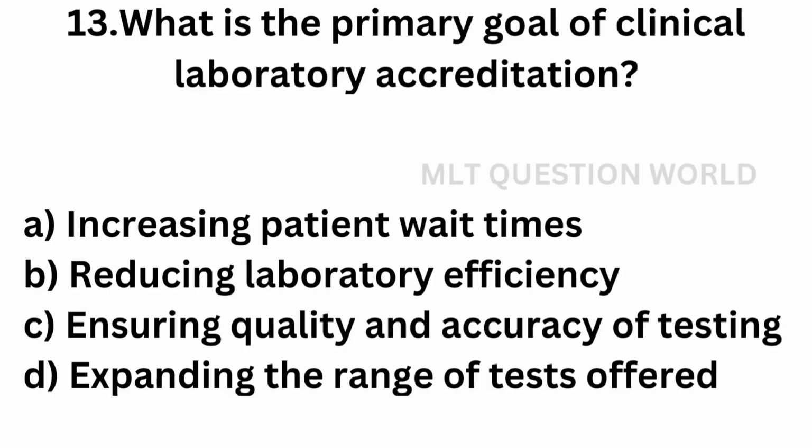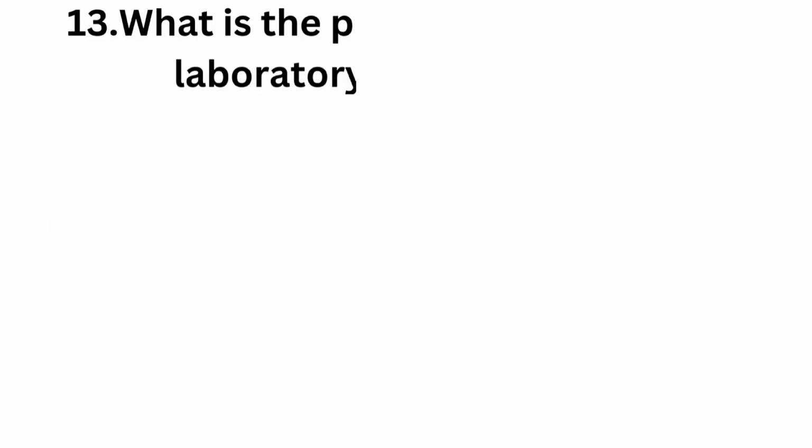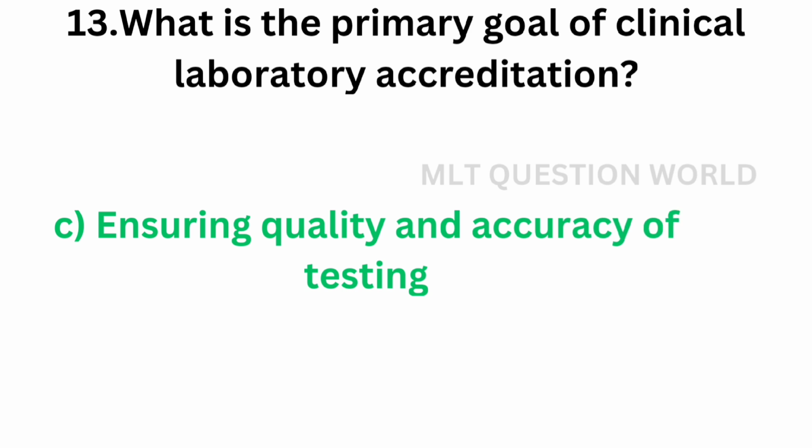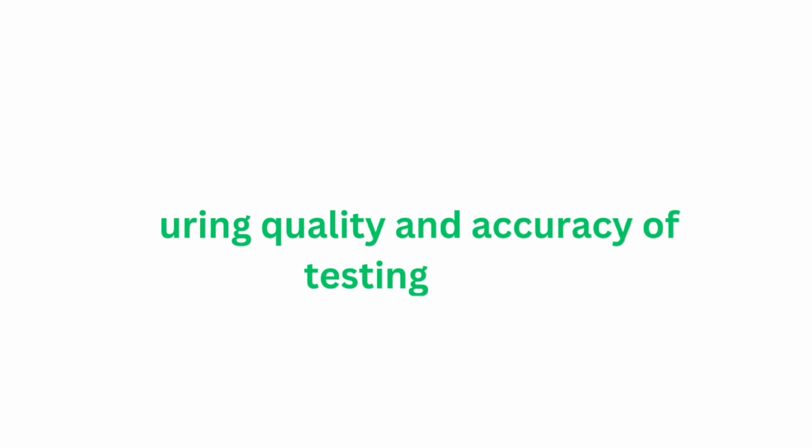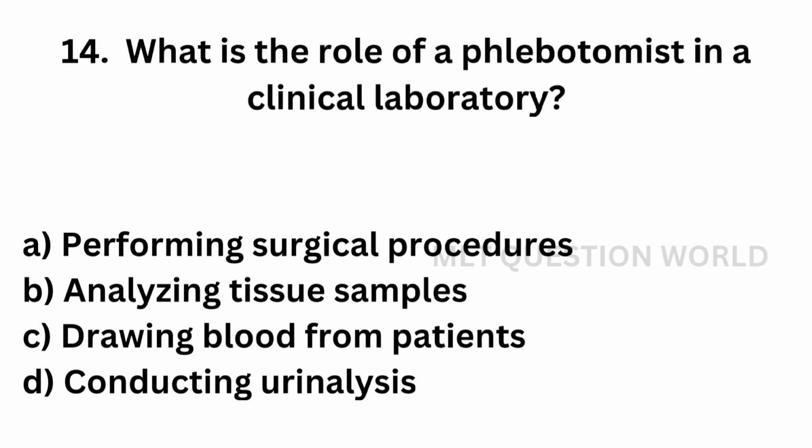Question number 13. What is the primary goal of a clinical laboratory accreditation? Option A, increasing patient wait times. Option B, reducing laboratory efficiency. Option C, ensuring quality and accuracy of testing. Option D, expanding the range of tests offered. The correct answer is option C, ensuring quality and accuracy of testing. The primary goal of a clinical laboratory accreditation is ensuring quality and accuracy of testing.